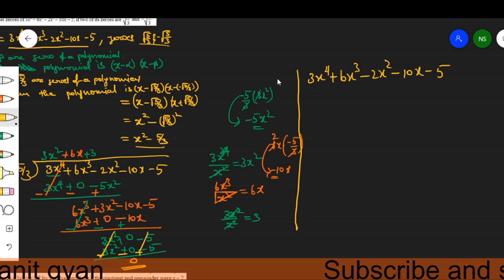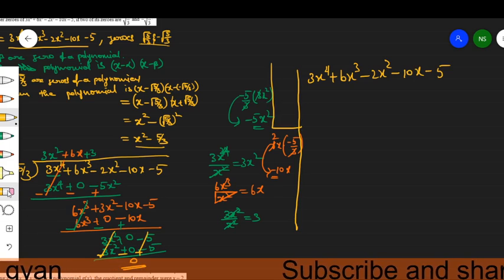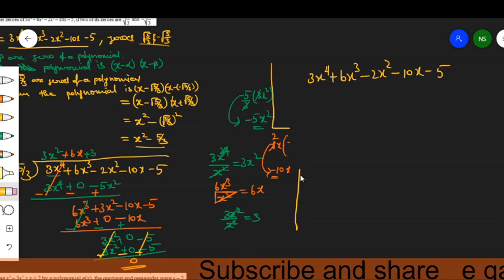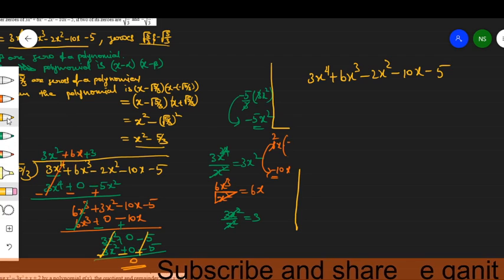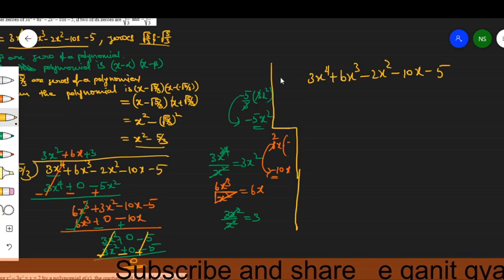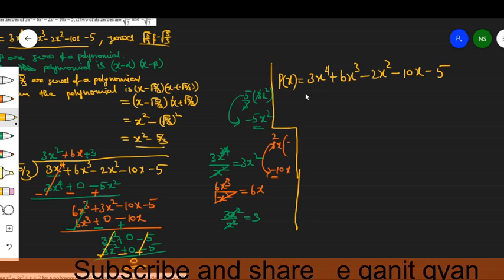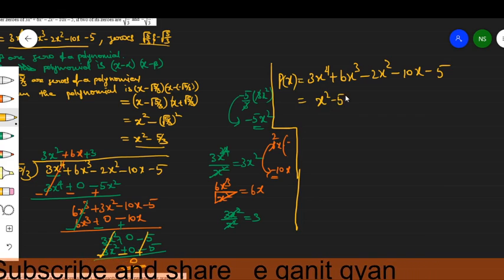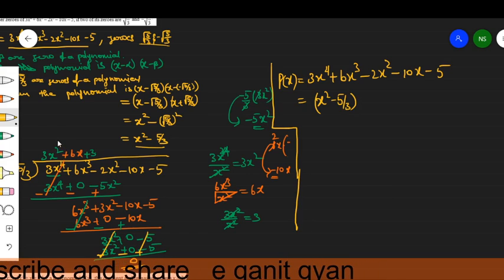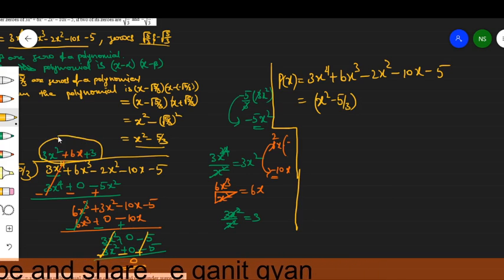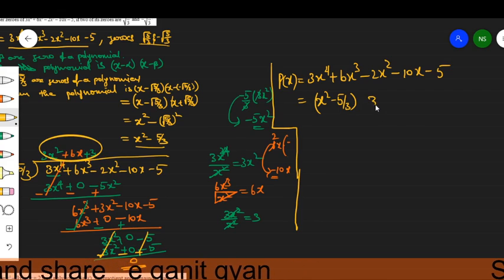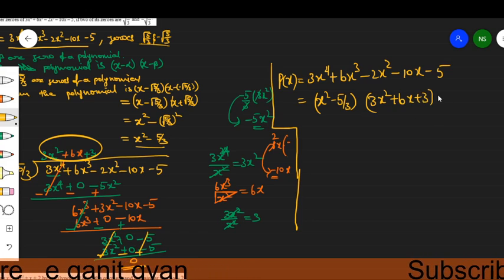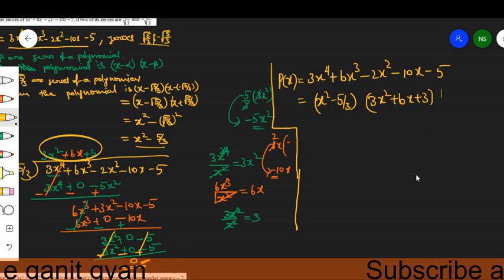What we did here exactly: 3x⁴ + 6x³ − 2x² − 10x − 5 is the given polynomial. Let me erase this. This is the given polynomial in terms of x. I can write my dividend equals divisor, which is x² − 5/3, into quotient. The quotient here is 3x² + 6x + 3, plus remainder. The remainder we already got is 0, so we need not mention that.